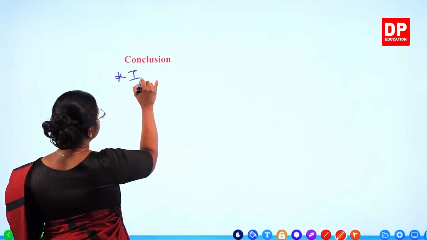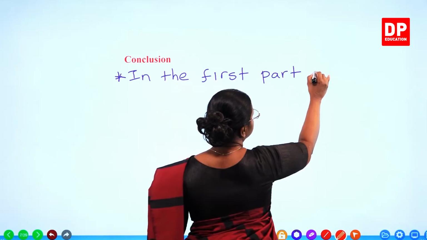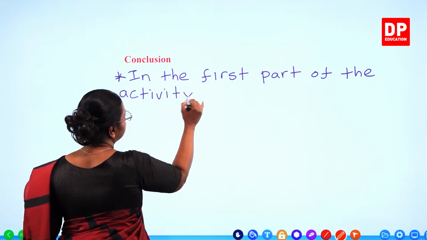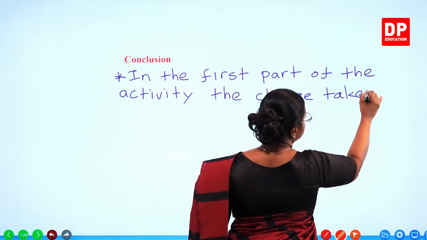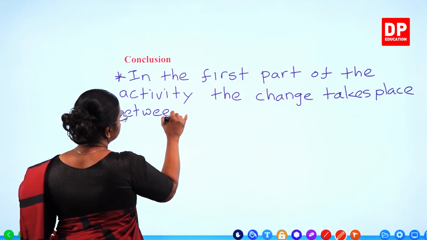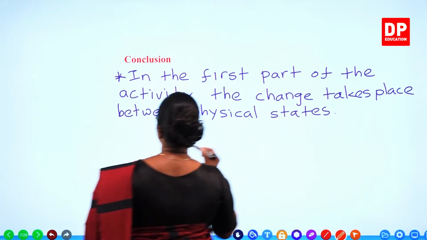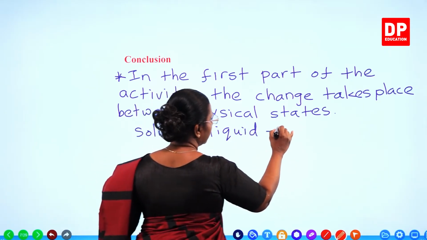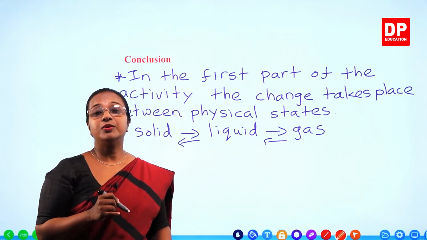So, in the first activity, or first part of the activity, the change takes place between physical states. So, they are solid, liquid, gas, and again back as well. So, these types of changes are known as physical changes.